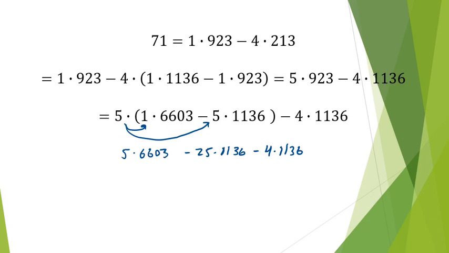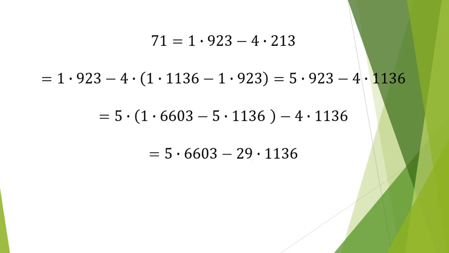Well, if I have negative 25 1,136s and I subtract 4 more, I have negative 29 1,136s, and I still have my 5 6,603s. You could pull out your calculator now at this point and do 5 times 6,603, do 29 times 1,136, and take the difference, and you would indeed come up with 71. So there is always that check to make sure that your math is valid and you didn't goof off somewhere.